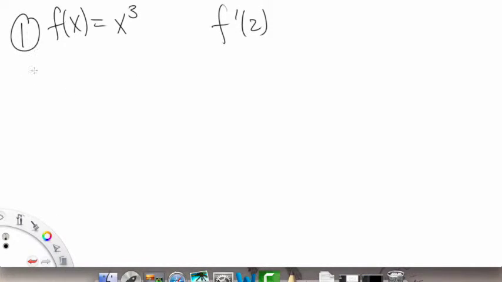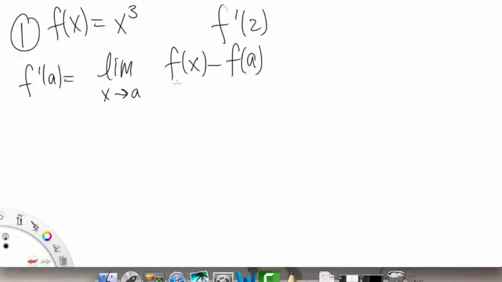So we have that f of x is equal to x to the third, and we want to find f prime of 2, okay? So this first method, I'll just label it a 1 at the top. So this is going to be f prime of a is equal to the limit as x approaches a, as x gets closer and closer to the x value of a, of f of x minus f of a over x minus a.